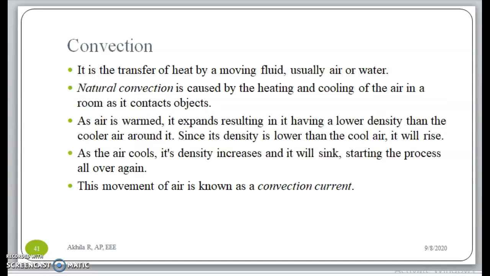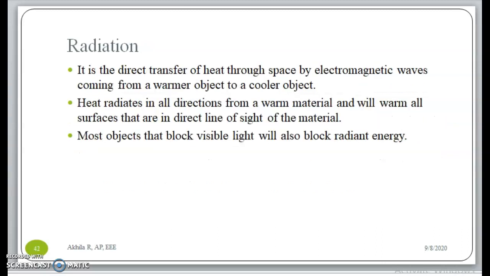It is the transfer of heat by moving fluid, usually air or water. So natural convection is caused by the heating and cooling of the air in a room as it contacts objects. As the air is warmed, it expands, resulting in it having a lower density than the cooler air around it. Since its density is lower than the cool air, automatically it will rise. And as the air cools, its density increases and it will sink, starting the process all over again. So this cycle process continues. This movement of air is what you call as the convection current.